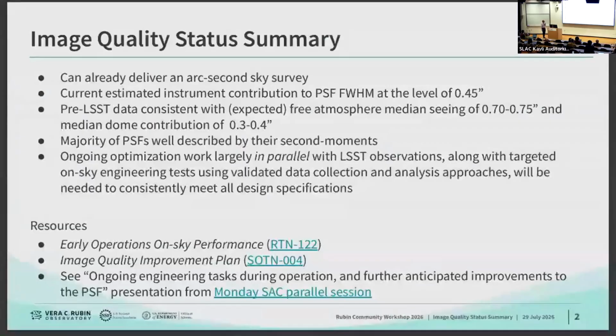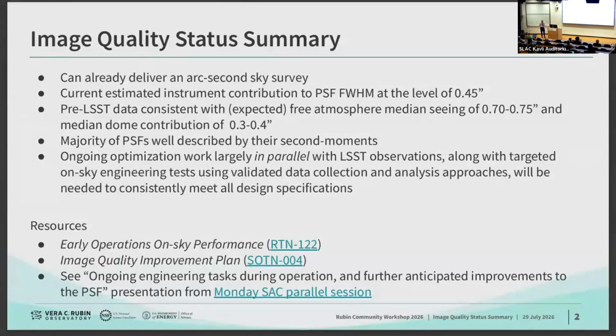Okay. The pre-LSST data are consistent with the expected distribution of the free atmosphere median seeing at Cerro Pachon, at the level of around 0.7 to 0.75 arcseconds, and a median dome contribution of around 0.3 to 0.4. For reasons that we'll discuss, these are actually fairly challenging to exactly disambiguate, but these are our current estimates. The majority of the PSFs are well described by their second moments. I'll show some evidence of that later.